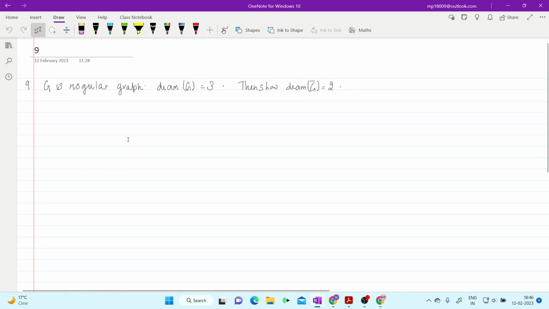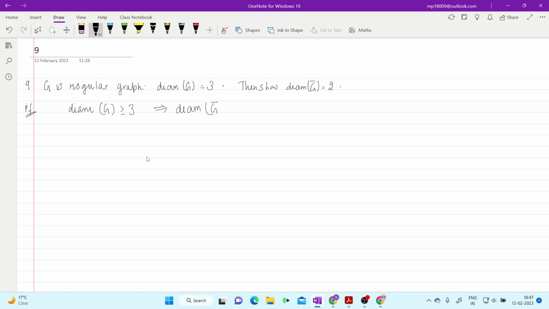Now the last question is that if G is a regular graph and the diameter of G is 3, then we have to show that the diameter of the complement of the graph is 2. So let's do this question. Any idea how to do this? First of all, we had this result that if the diameter of G is greater than or equal to 3, then the diameter of G bar has to be less than or equal to 3. This was a result in one of the lectures.